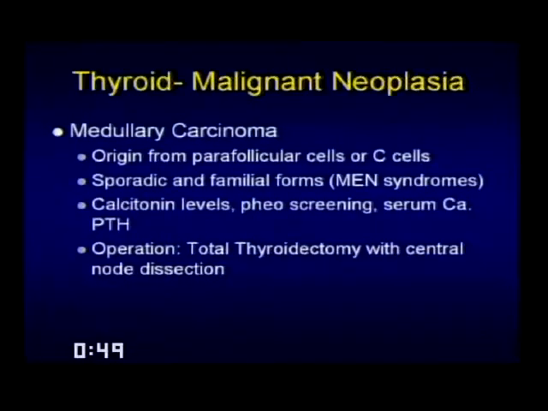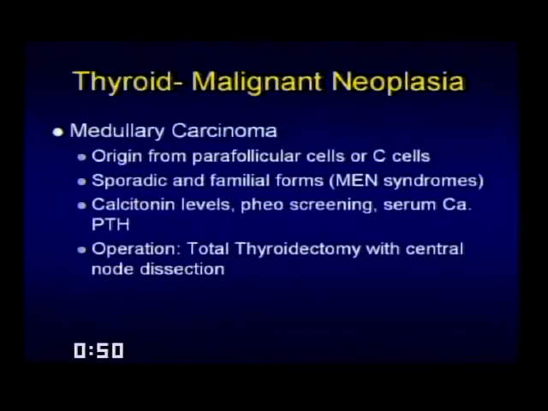MEN2A and 2B involve medullary thyroid cancer. Pheochromocytoma also goes along with it, and parathyroid hyperplasia for A at least, and then the neuromas and the paragangliomas and the other identifiers of MEN2B. The FNA is used initially for diagnosis and can be very accurate for diagnosis because we can do calcitonin staining of the aspirate, which will indicate a medullary carcinoma.